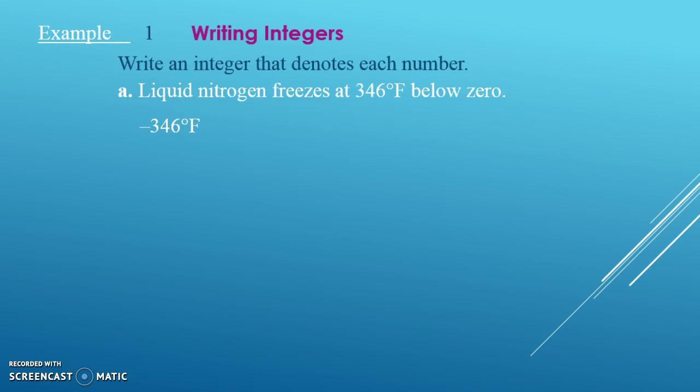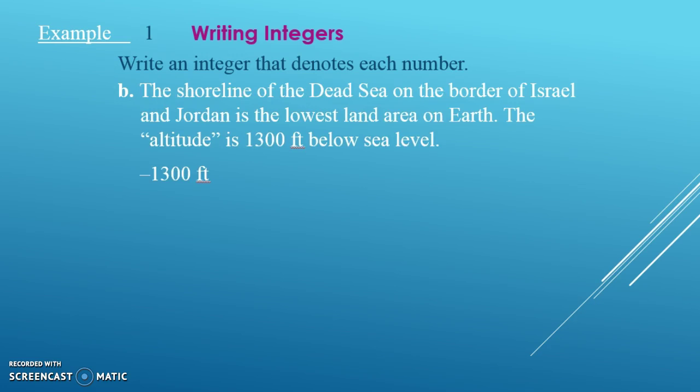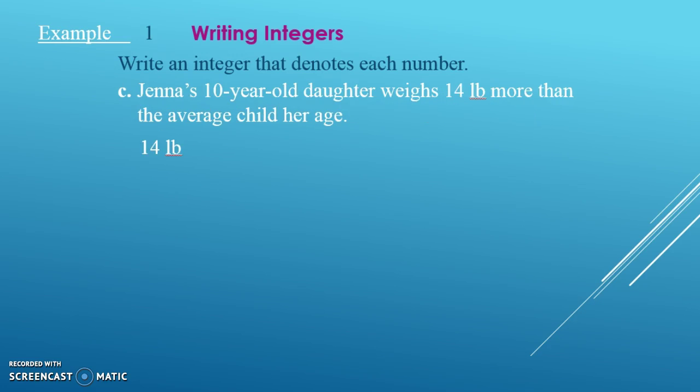These are just some examples of how to write integers. When we talk about something that is negative, like below 0, that's when we are going to use that negative symbol. So here's another one. This one is below sea level. So again, they're using that negative symbol to show that. Here we have someone who is 14 pounds more than something. So that's a positive value. So it's just a matter of determining what that value represents. Does it represent a positive amount or a negative amount? And then that will determine whether or not we use a positive or a negative.